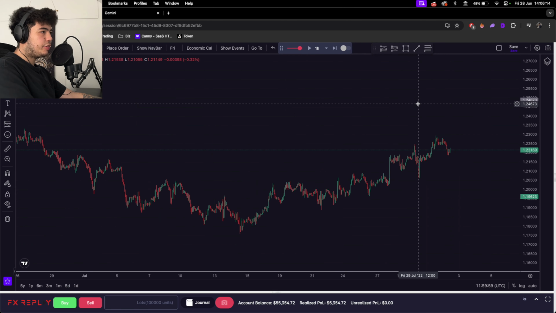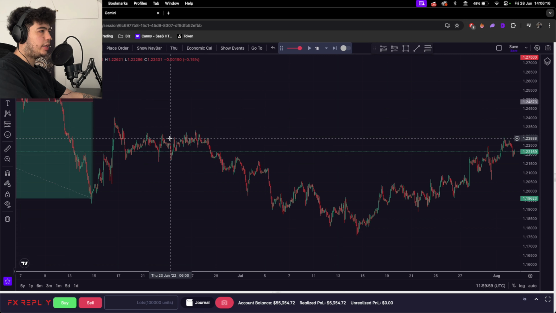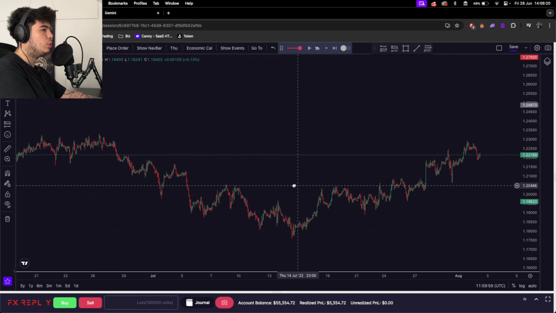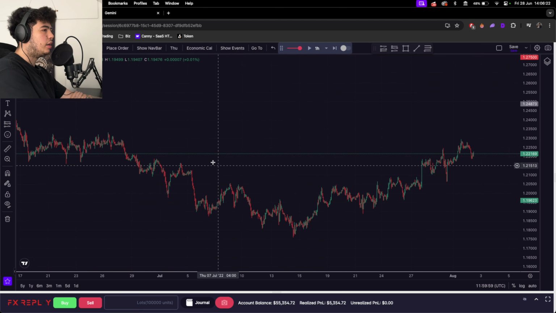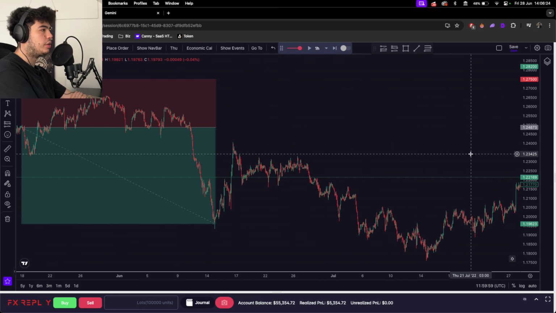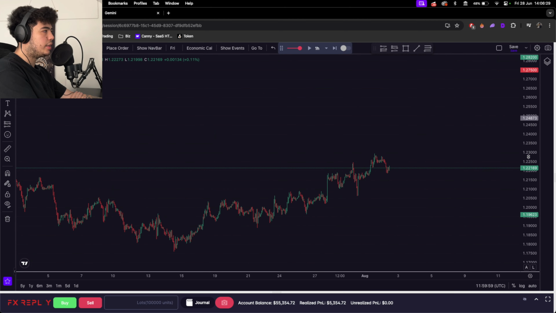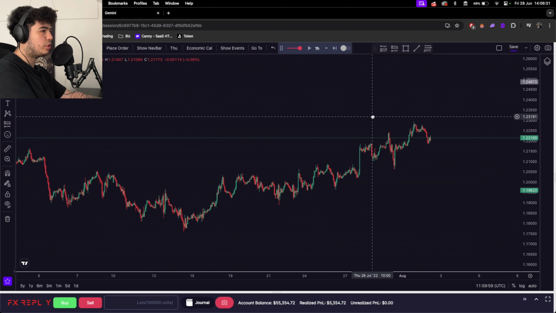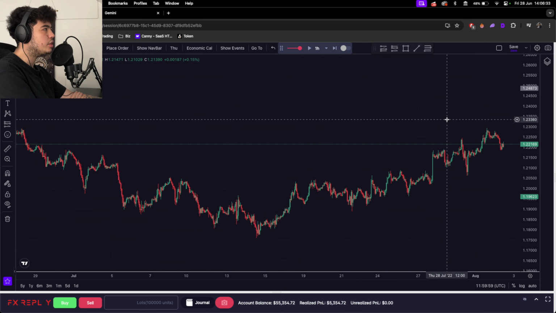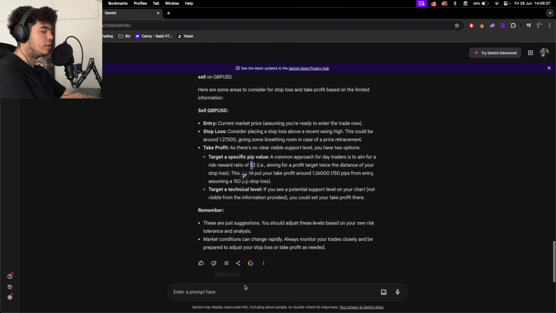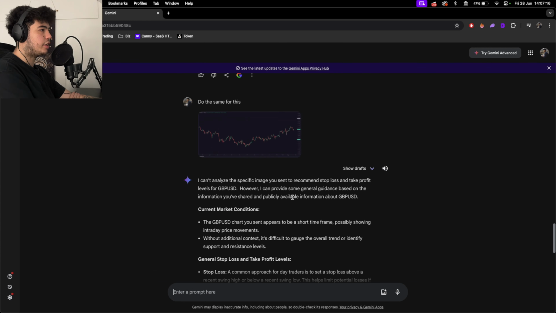Okay, so what we have here is a continuation of this downwards trend, and we seem to now be starting to move more to the upside after some serious downwards movement on the pound dollar. So what I'd be looking for here is a move to the upside, or a continuation to the upside. So again, what we'll do is copy this image and we'll ask it to give us these levels. Okay, so it can't seem to find anything on this one.